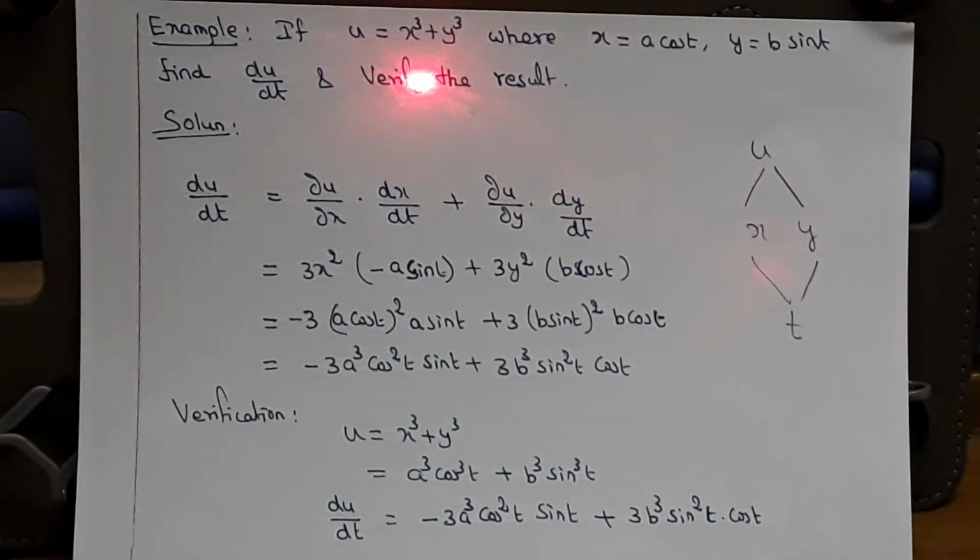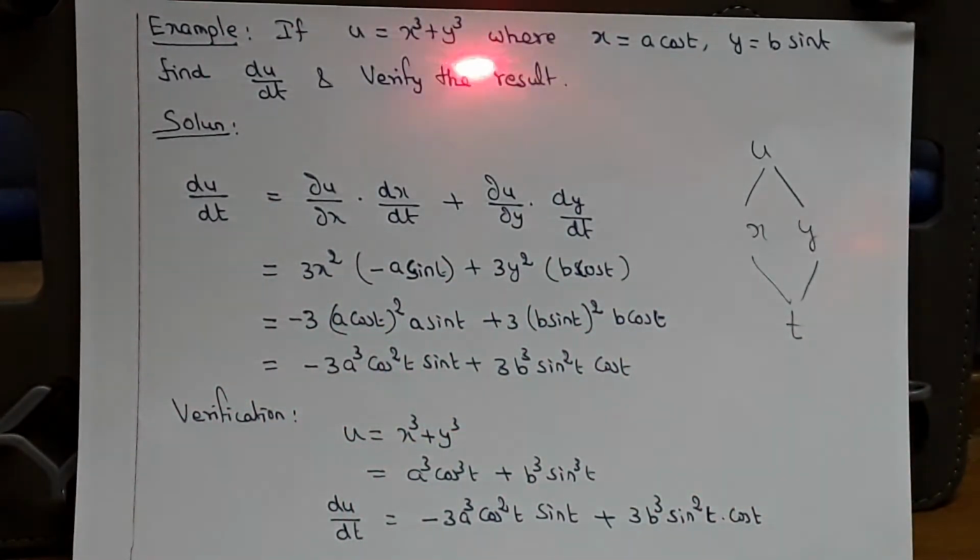Similarly, dou u by dou y, we have to keep x constant. So differentiation of y cube is 3y square. Dy by dt is equal to b cos t. So we can get this result by putting the value of x and y. We are getting this result. So we can verify this by ordinary differentiation.